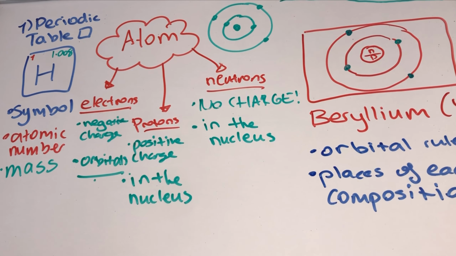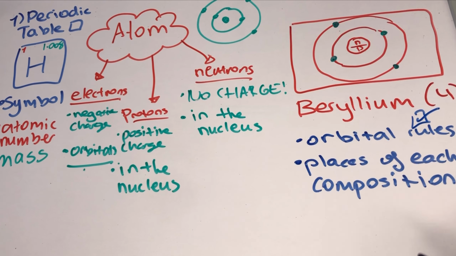And you don't simply have to do circles, you can do X's as well. So far we have followed the orbital rules, 2 electrons within the first orbit, and the limit of 8 in the second orbit, which we have succeeded, and the places of each composition as well. The neutrons and the protons strictly stay within the nucleus, and the electrons orbit around them, which we have done.